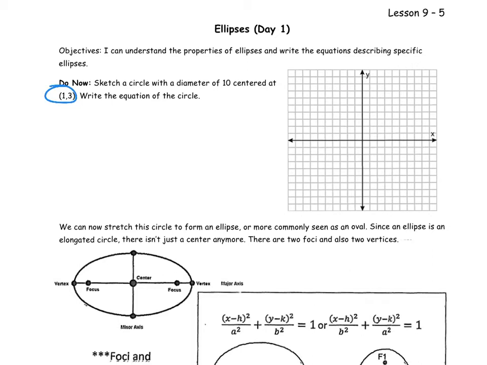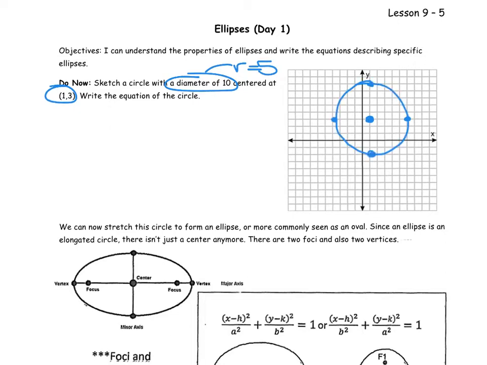So if the diameter is 10, we know the radius is 5. Radius is 5. So I'm just going to draw in the point (1, 3). So that's here. That's my circle. And if the radius is 5, I'm going to travel 5 units to the right, up, down, and left. So let's sketch those points in. All right, so there's my circle.